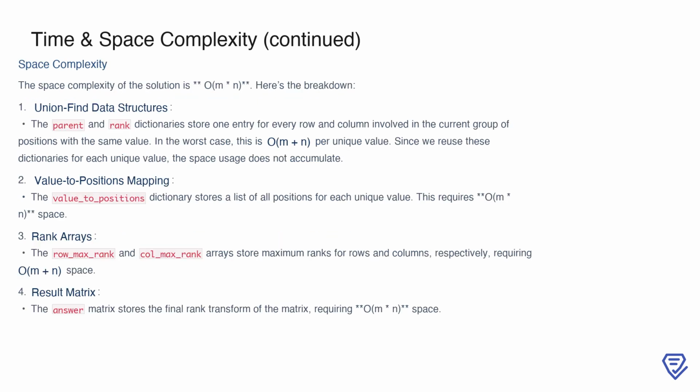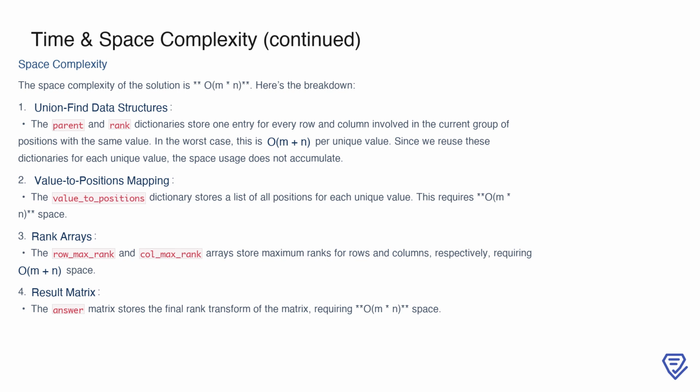Now, let's discuss the space complexity of this solution. The total space complexity is O(M * N), and here's why. First, the union find data structures, such as the parent and rank dictionaries, store one entry for each row and column in the current group of positions with the same value. In the worst case, this requires O(M + N) space per unique value. However, since these dictionaries are reused for each unique value, the space usage remains constant and does not accumulate.